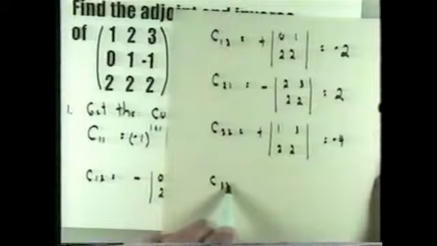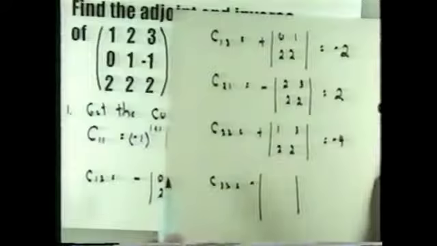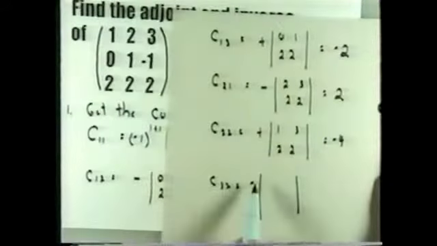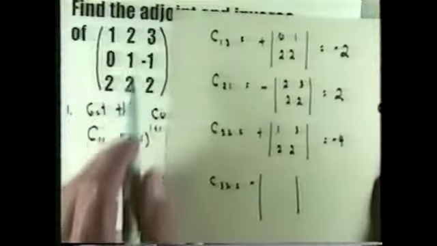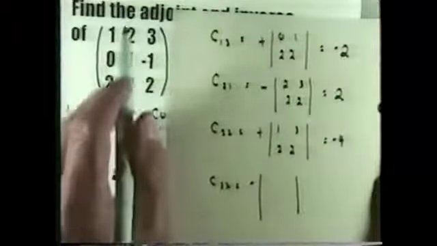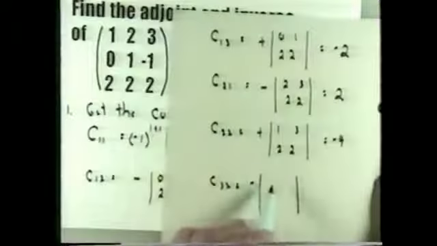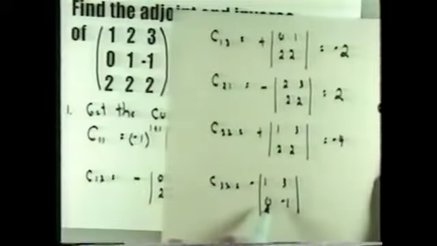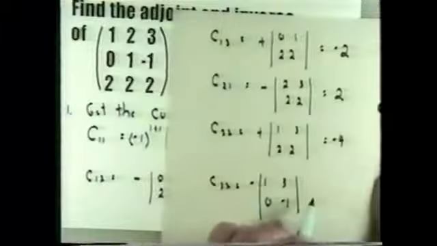C of 3, 2 is going to be a negative, because 3 plus 2 is 5, and negative 1 to the fifth is negative 1. I take out row 3, column 2. So if I take out row 3, column 2, I'm left with 1, 3, 0, negative 1. Well, that's going to be 1 times negative 1, minus 0, which is negative 1. So the opposite of negative 1 is 1.